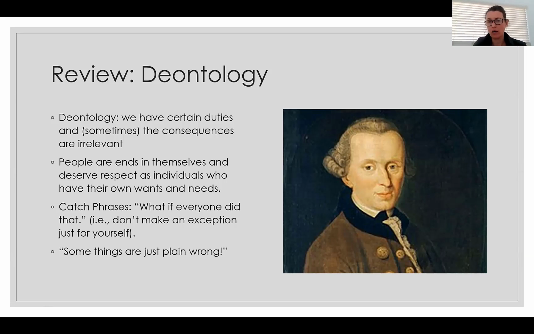Because people are valuable, and they have this thing that Kant called autonomy. Okay, a catchphrase. Here's Kant's catchphrase: what if everyone did that? So one of Kant's moral rules, besides treating people with respect and treating them as ends in themselves, is not to make an exception for yourself.